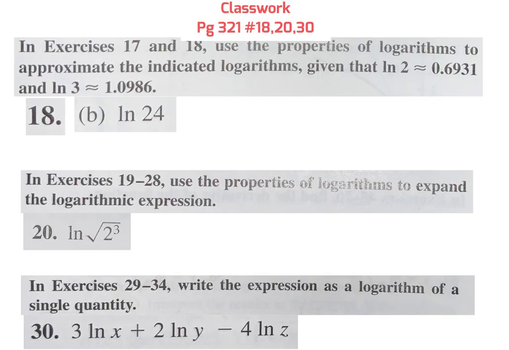So let's try a couple. The first one is not intuitive necessarily. So you need to think about how you can rewrite 24 and then use the information that they gave you to expand and use those numbers. 20 and 30 are expanding and condensing. So try those 3.